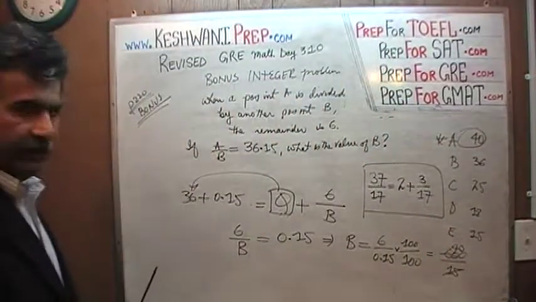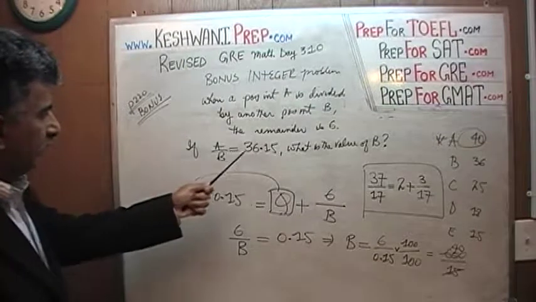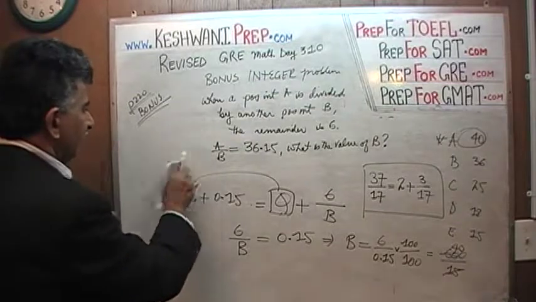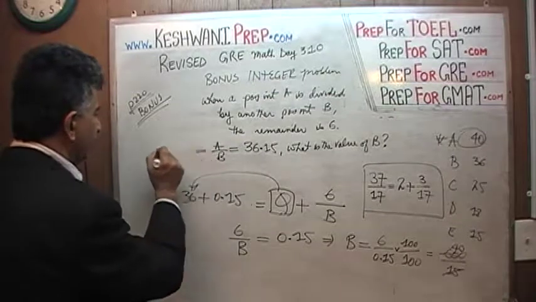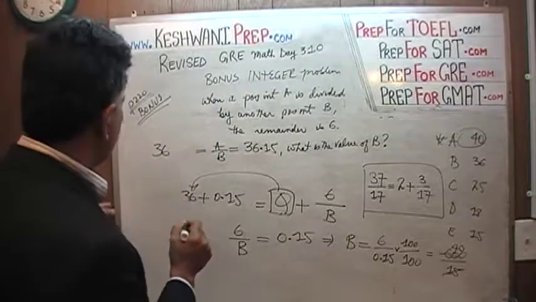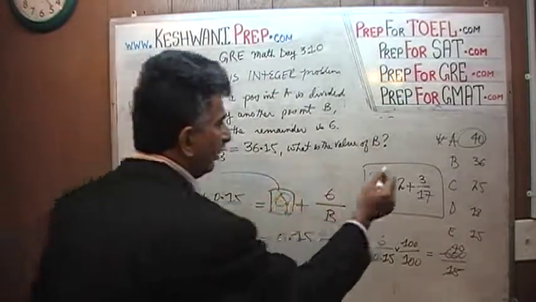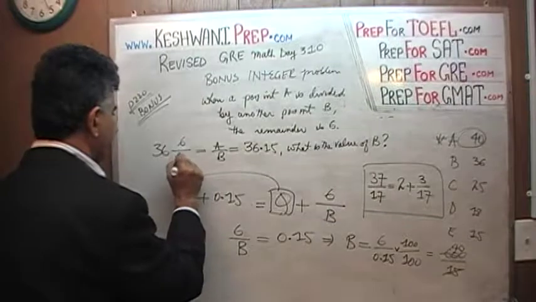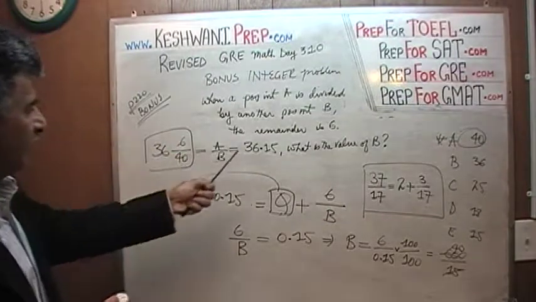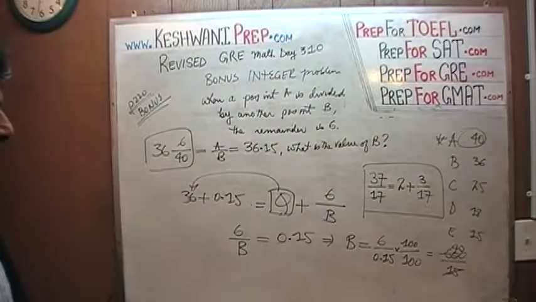In other words, this quantity A over B equals 36.15. This is the same as 36, and we have a remainder of 6, so it is 6 divided by 40. Voila. 36 and 6 divided by 40 will be 0.15. That's it, we're done.